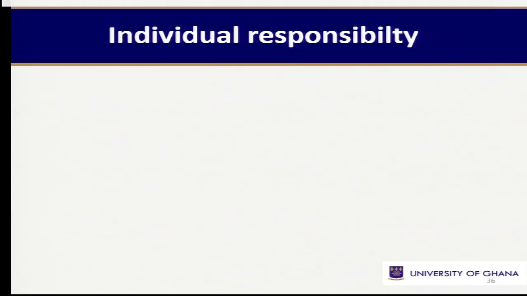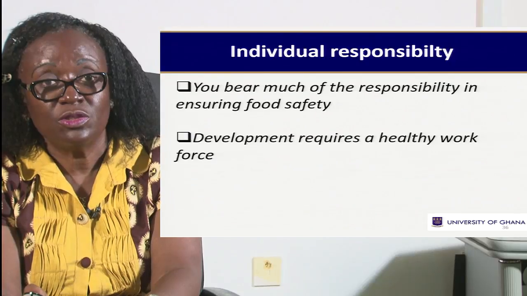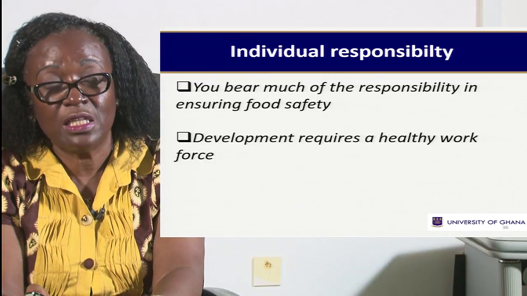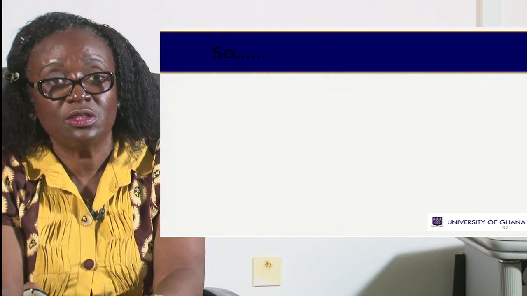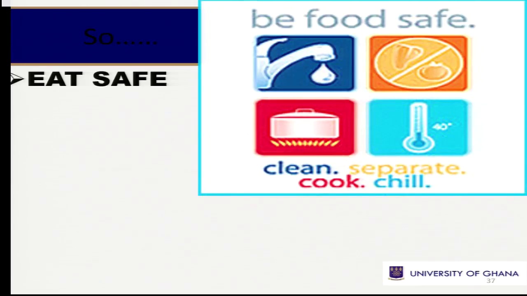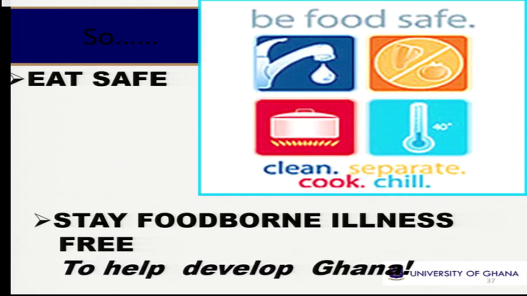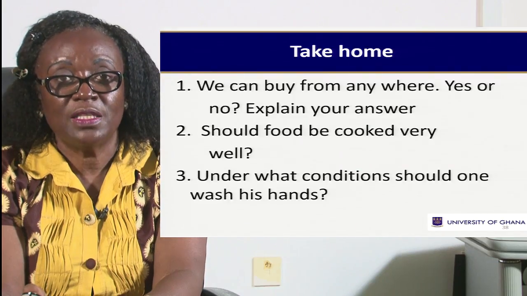Loss of human resource is a major challenge to us. Individual responsibility: we all have a share in this. We have to bear much of the responsibility to ensure that our foods are safe. We all have to talk about it. It is not just for one person. So we need to eat safe, be safe, use clean water, and make sure that the temperature of whatever we are eating is right. We should stay away from foodborne illnesses. It is very, very important for us to help develop Mother Ghana.